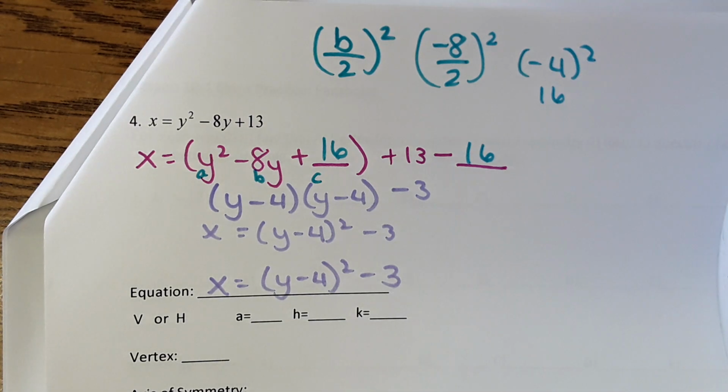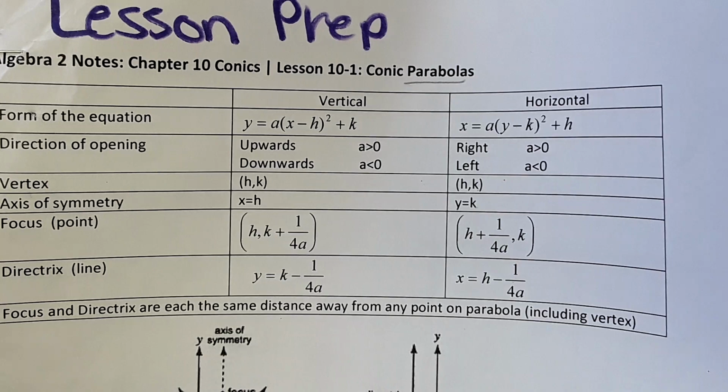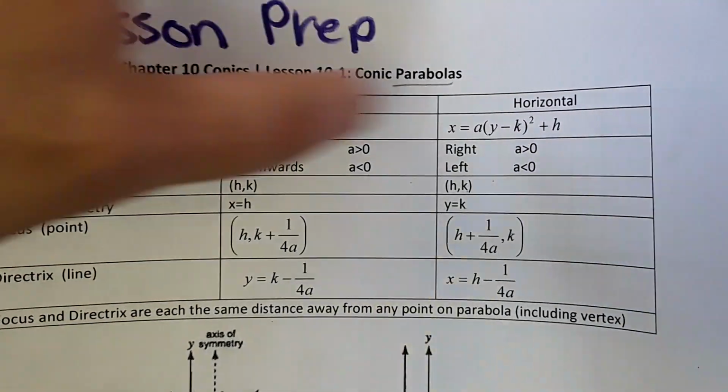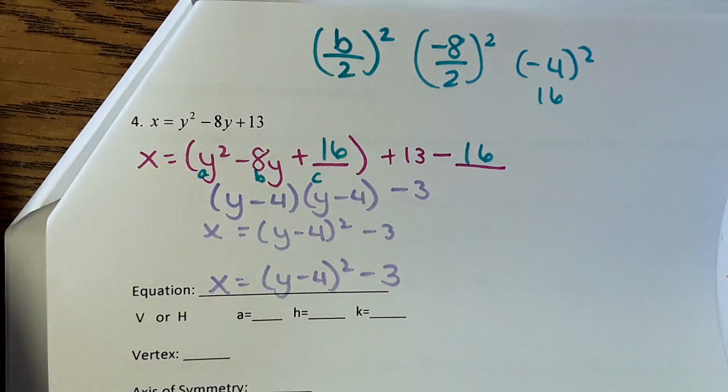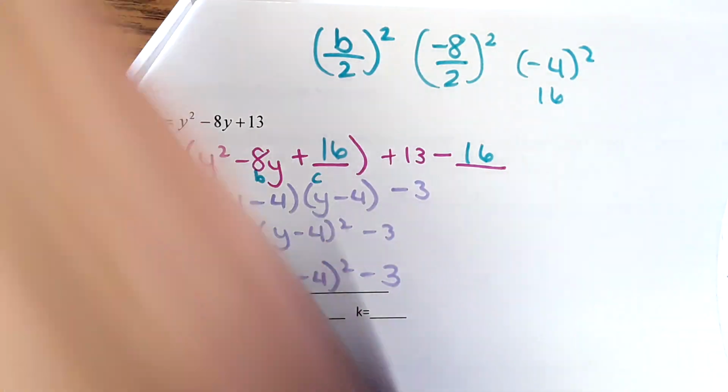Okay, now that it's in the correct format, we can follow these directions here. First things first, we need to figure out whether it's vertical or horizontal. If it's y equals, it's vertical. If it's x equals, it's horizontal. Since we have x equals, it would be horizontal.